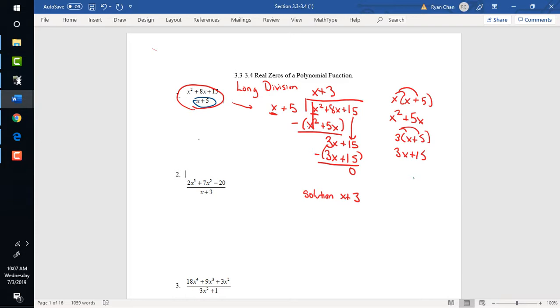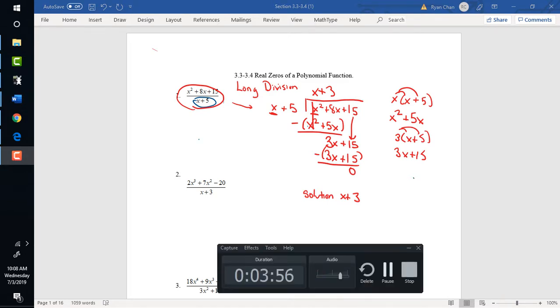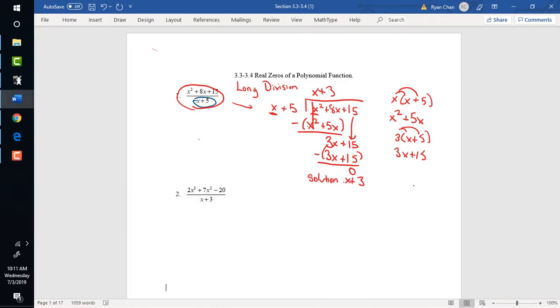Okay, so that's it, and we're going to start on another problem. Let's take a look at number 2. We're going to do the same thing right here. So x plus 3 is going to go on the outside. Now let's take a look at this. Our rule is that when I put my numerator inside, it has to be in order, but it also has to go down by 1.